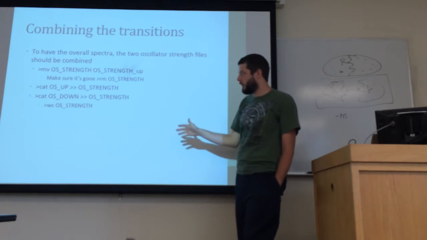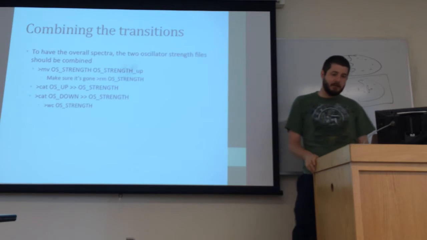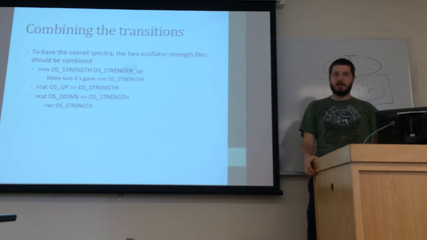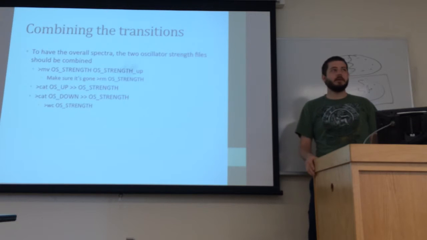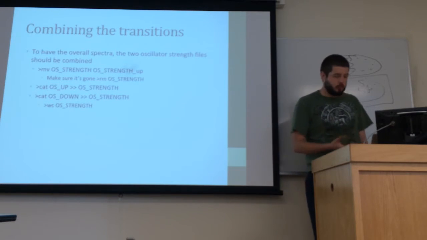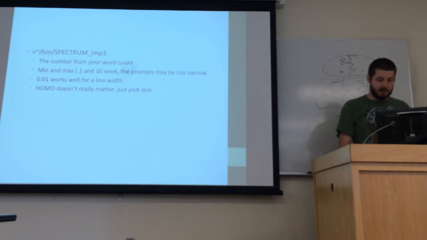And then the next thing that you want to do is do a word count on oscillator strength and note that number. I think for this, I mentioned that there were 48 states, or 46 states or something, in each oscillator strength up and oscillator strength down. After I concatenated these, the total oscillator strength was like 1,100 different transitions, and that's even after weeding everything out, so there's a lot of transitions in this system.